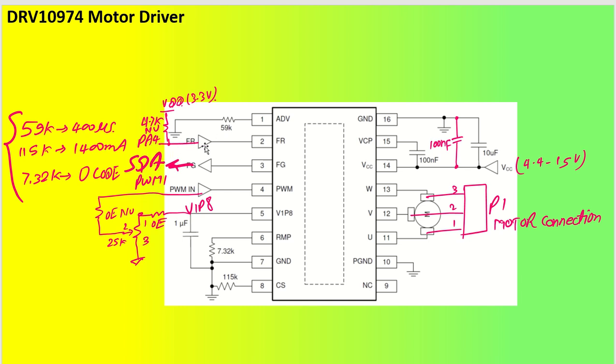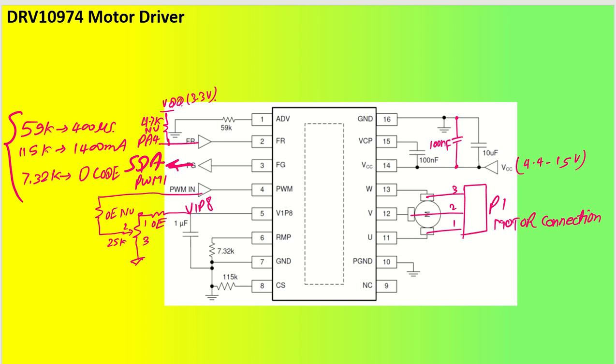And then the direction setting will be done by either pull up, pull down, or you can set it through a GPIO. And this is the motor connector that you can connect through a connector, and you can add an additional 0.1 microfarad capacitor.